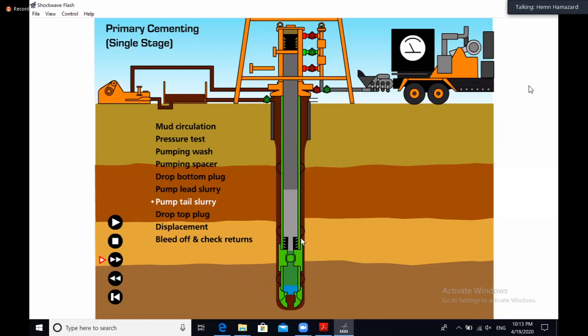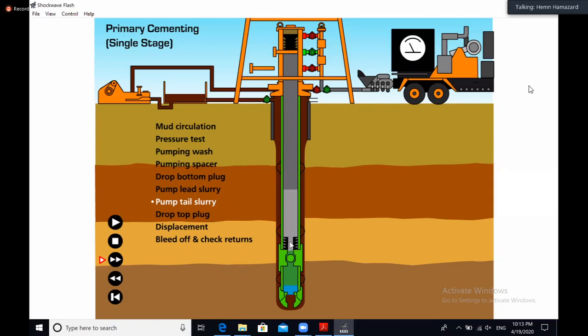So now your wiper plug is on the float collar, like I mentioned. It stays in here, and then you have the cement, the calculated volume you pumped by the cementing unit. It stays on this plug. Now it's time to rupture this.